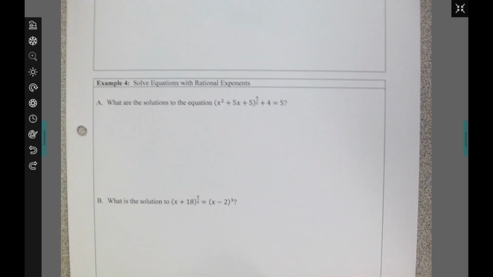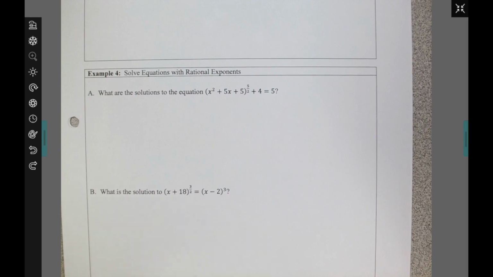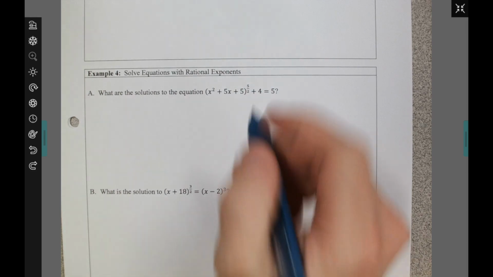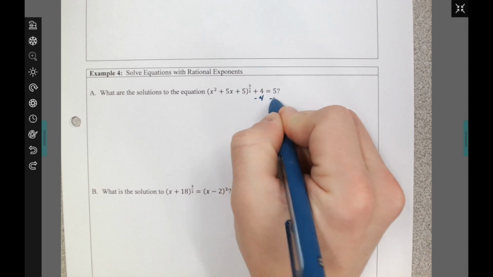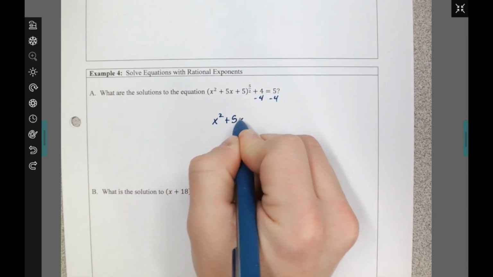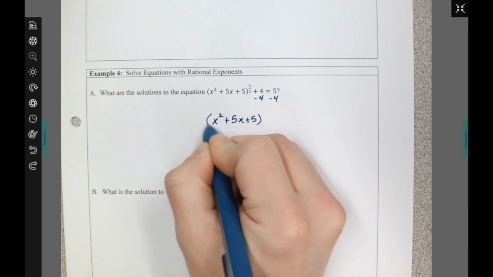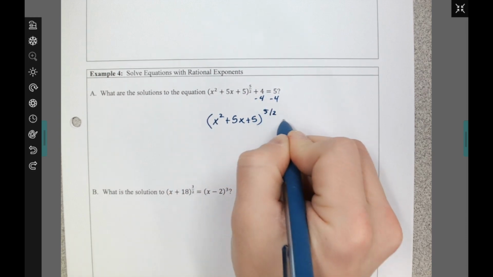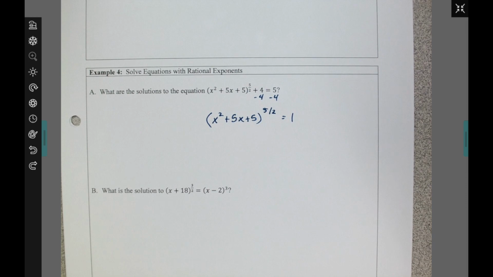All right, last example we're going to look at is with rational exponents. With rational exponents, you need to first make sure the rational exponent is by itself. So we need to subtract 4 from each side, giving us (x squared plus 5x plus 5) to the 5 halves equals 1.